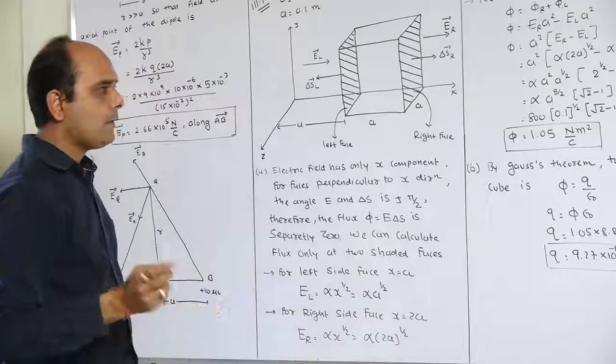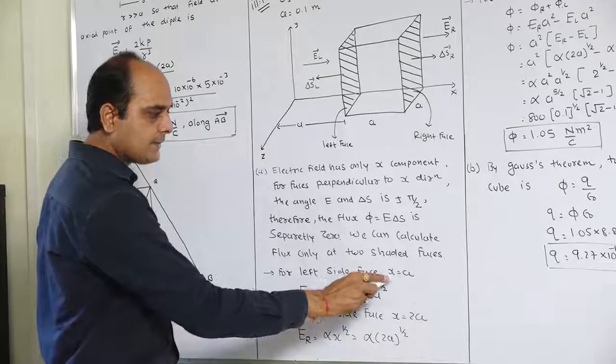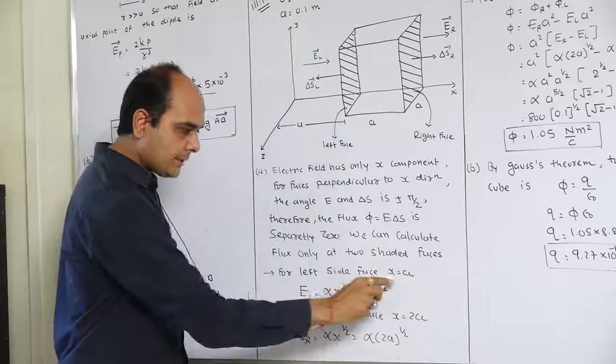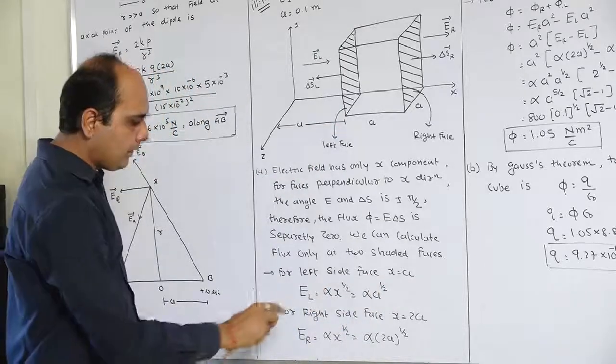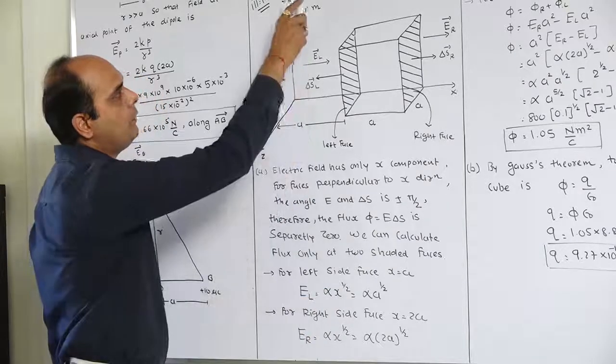Okay? So now the first calculation is for the left hand side face. For the left side face, x is equal to a. For this face, distance x is equal to a. Write down x is equal to a. So student, write down EL is equal to alpha x raised to 1 by 2, already given.